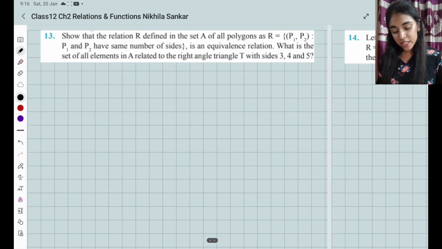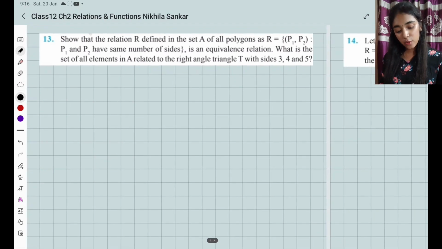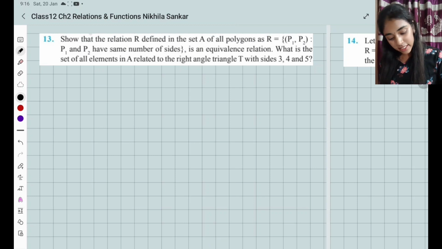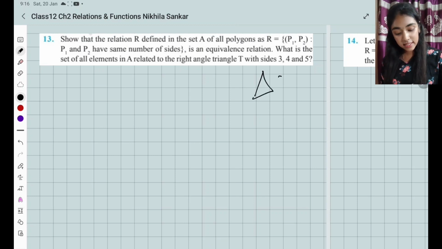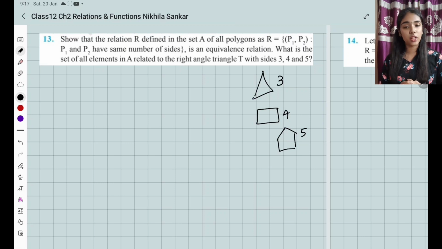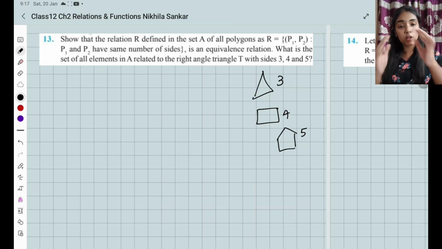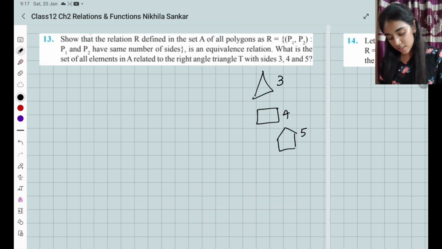Question number 13. Show that the relation where polygons P1 and P2 have the same number of sides. What is a polygon? For example, a triangle is a 3-sided polygon. Similarly, a quadrilateral is a 4-sided polygon. A pentagon is a 5-sided polygon. Basically, a polygon is a closed figure which has a fixed number of sides. Now what have they given? P1 and P2 have the same number of sides. So here, same number of sides is the concept.